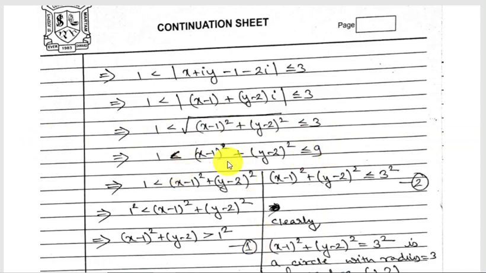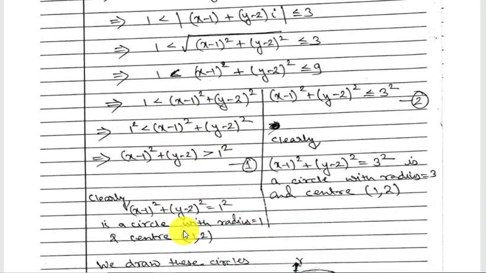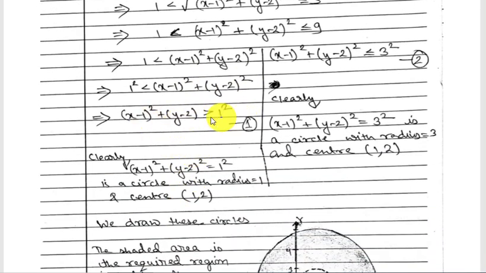Now in class 10 we used to solve this type of inequation. We used to take the first part, then the second part. So here we get 1 less than (x minus 1) whole square plus (y minus 2) whole square, and the second part, (x minus 1) whole square plus (y minus 2) whole square less than or equal to 3 square. So this first one can be written as 1 square less than (x minus 1) whole square plus (y minus 2) whole square, and you can rewrite it in this way.